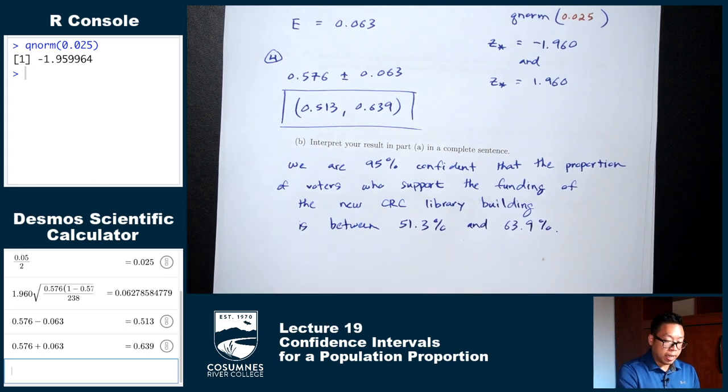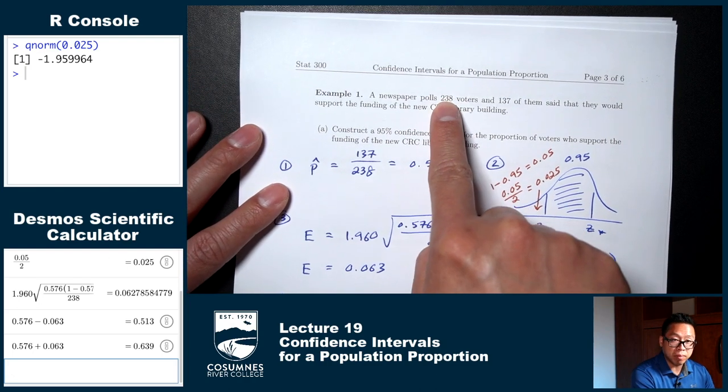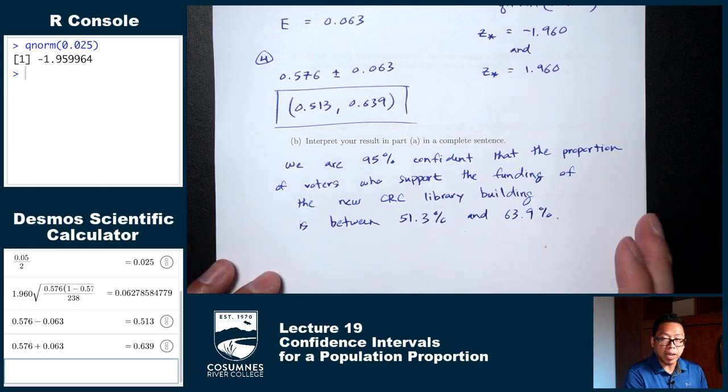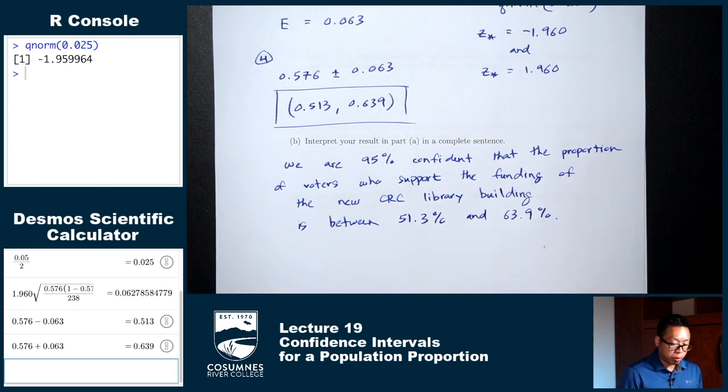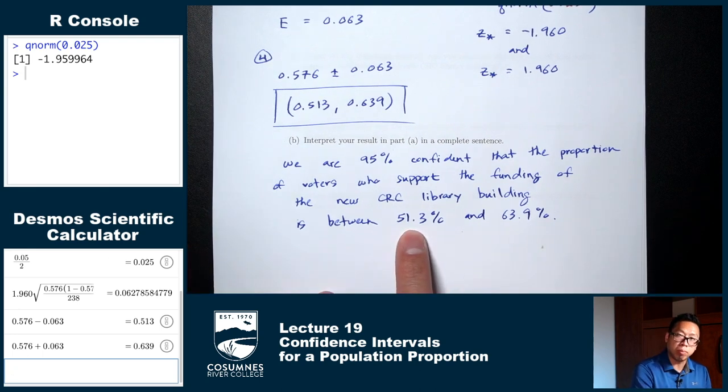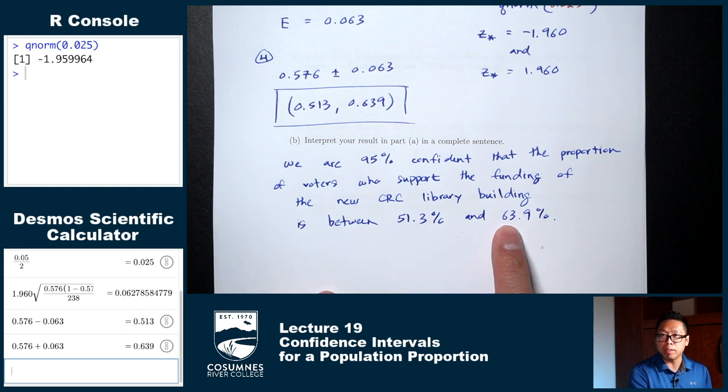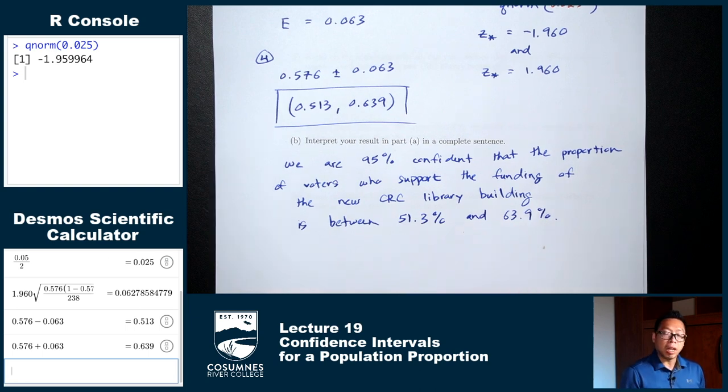So what we're saying here is that even though we didn't ask every single voter and we only asked 238 voters, if we were able to ask every single voter, the true percent will be somewhere between 51.3% and 63.9%. So now let's try to answer some of the questions on the next page.